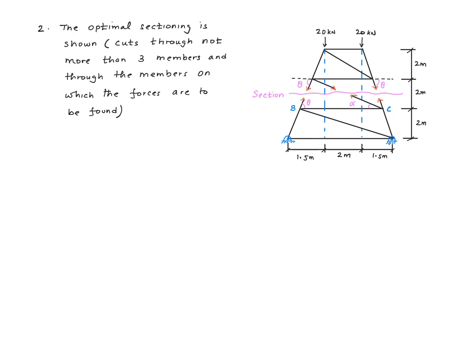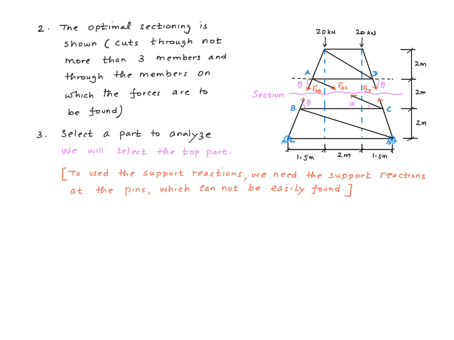The second step is to section the truss in an optimal way. The key guideline is that we should section the truss in such a way that it does not cut through more than three members. Of course, we should cut through members that we are interested in finding the forces on. On the basis of these two reasons, this is the optimal sectioning. Next, we need to select a part to analyze, and here we will select the top part. If we were to select the bottom part, we need to first find the support reactions at these pins, which are not easy to find.